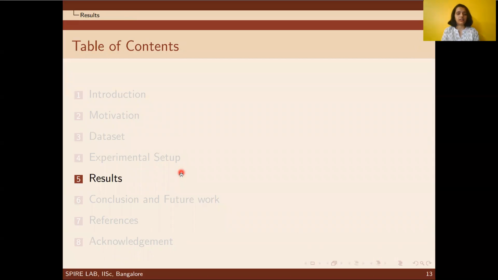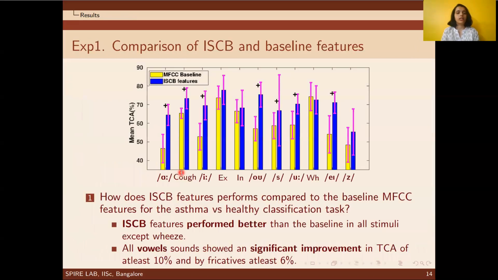Now let's look at the results. Performance of baseline and ISCB feature is shown in the bar graph. The X-axis of the figure shows the stimuli used and the Y-axis shows total mean classification accuracy, shown as TCA here. Sounds which showed significant improvement with ISCB feature have a plus symbol at the top. This purple bar shows the standard deviation in the mean TCA. From the bar graph, we can see that all sounds performed well, except V's.